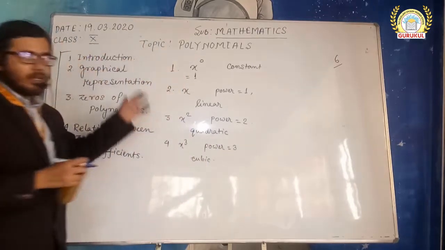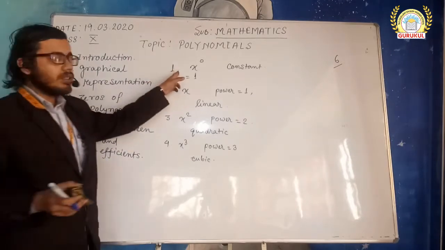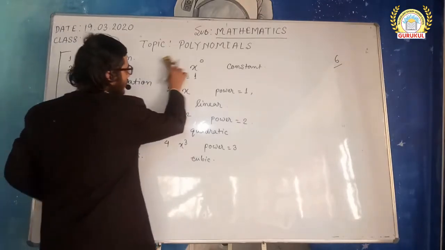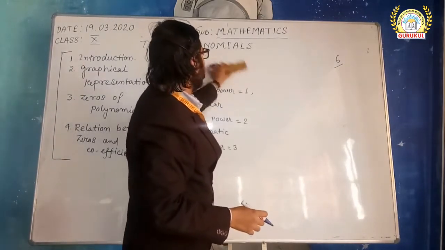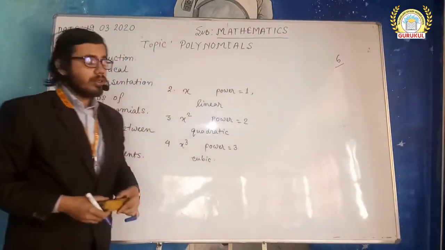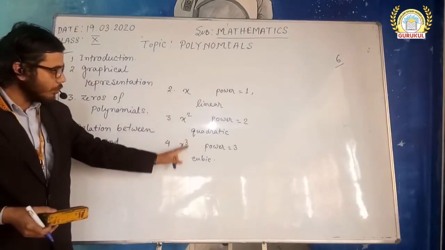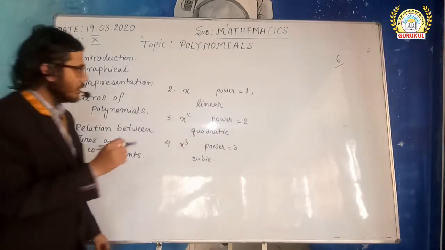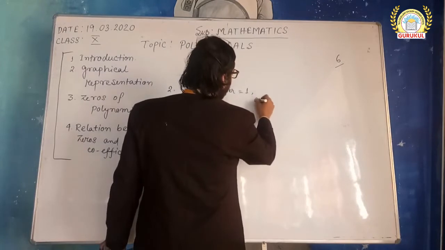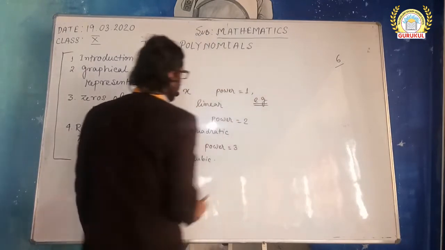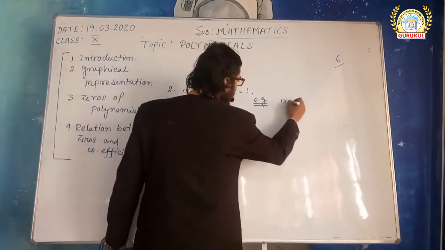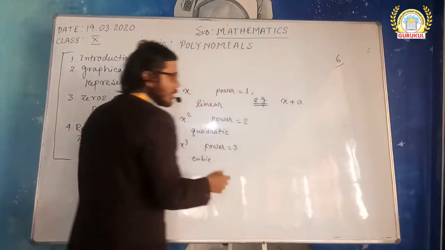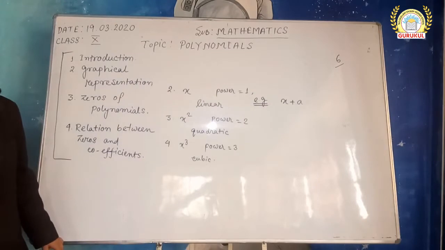So this type of classification is there. This we basically do not use, so I am removing it. But from here we really use linear polynomial, quadratic polynomial and cubic polynomial. Now we are going to give one example for linear polynomial. Linear polynomial example, I can say x plus a. This is the linear polynomial.